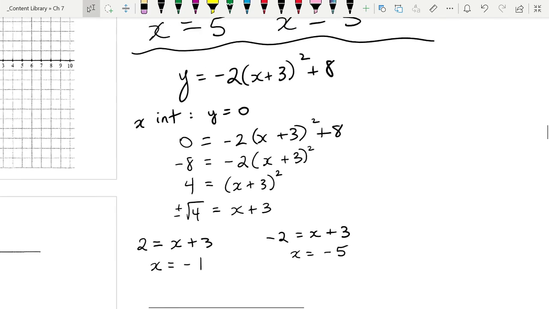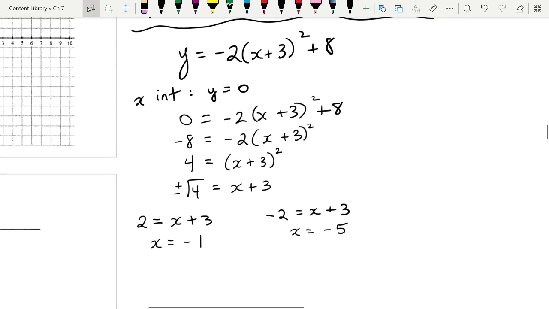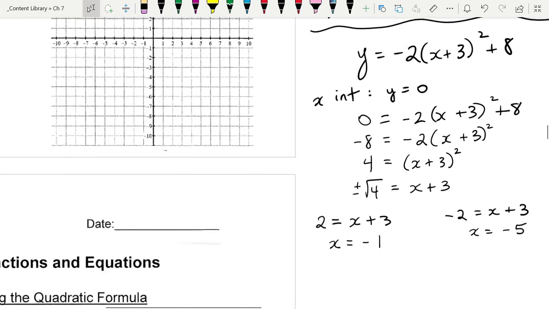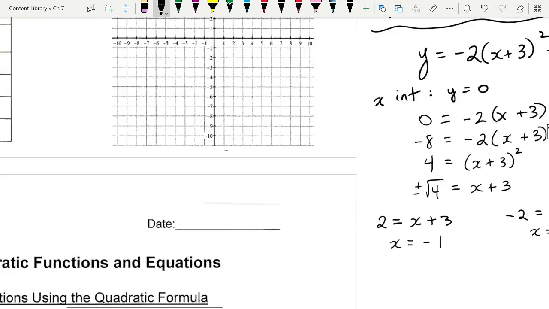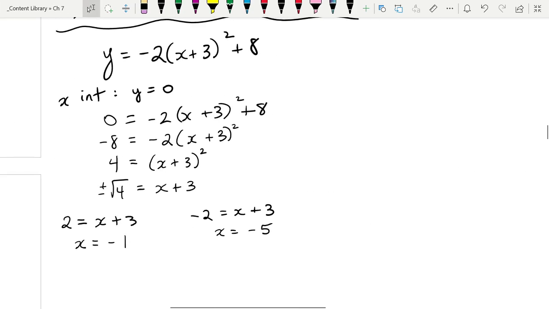To the right, there's nothing up there except the last example. I'll get back to it in a minute. Okay, so let's go back to our chart and put those numbers down. -1 and -5. All right, how did I find the y-intercept again?